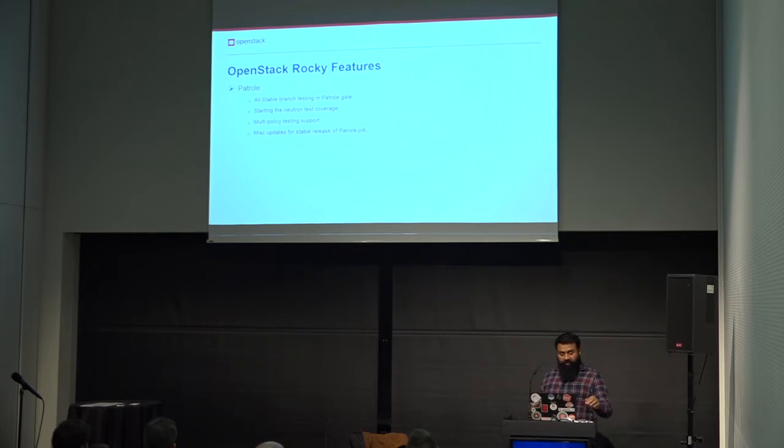And multi-policy testing support. This means we have a few API operations which cover multiple policies, even between different projects. For example, Nova swap volume enforces the Nova swap volume policy, then it calls Cinder, and Cinder enforces the Cinder swap volume policy. So there are two policies involved in a single operation. Testing support for those two policies is also in Patrole now. You can mention both policies and check which one you want to fail and confirm the failure.